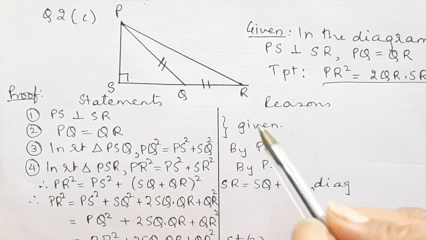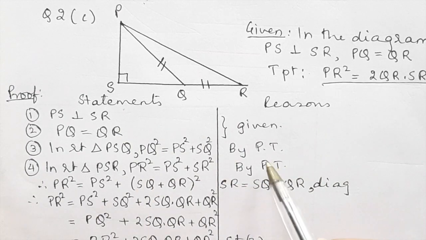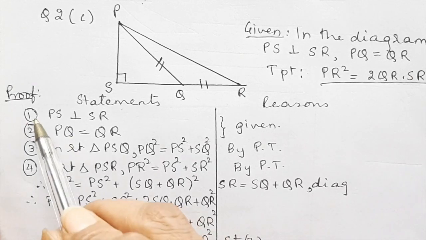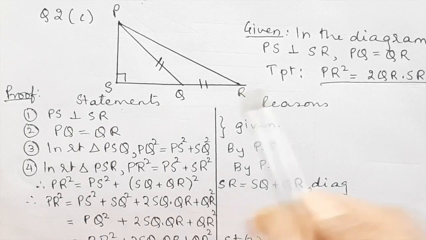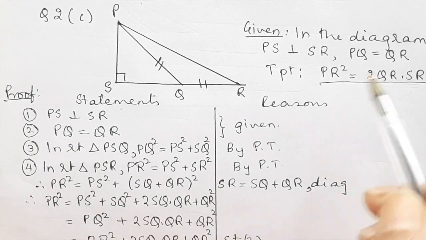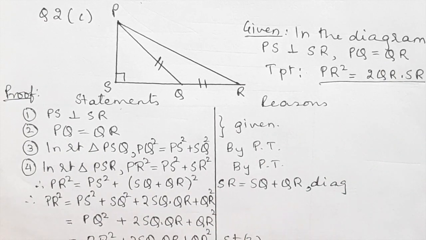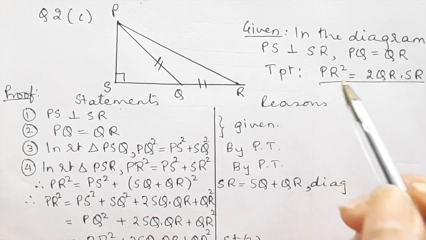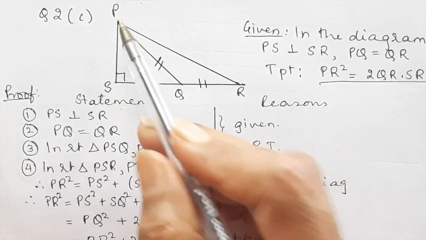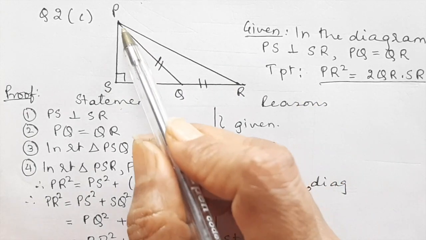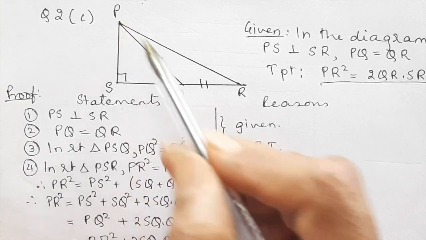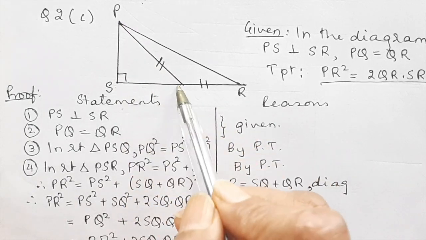Now, when we write the proof, we will make the statements and the reasons the 2 columns. And if you do not know how to proceed, at least write what you know. So statement number 1, write PS perpendicular to SR, which is given. Statement number 2 is PQ equal to QR. Okay, so that is given. Now they are telling us PR square. Now PR square is going to be part of this big triangle and we will use Pythagoras theorem. But we also have the small right triangle PSQ, and in that PQ square will be equal to PS square plus SQ square.